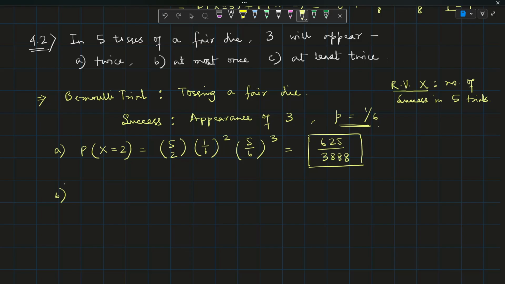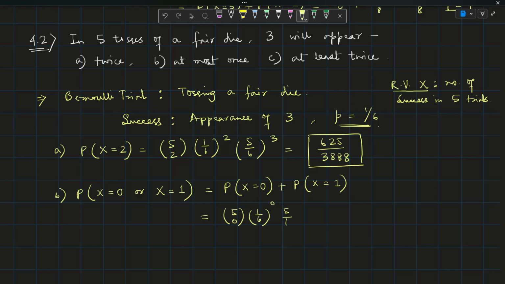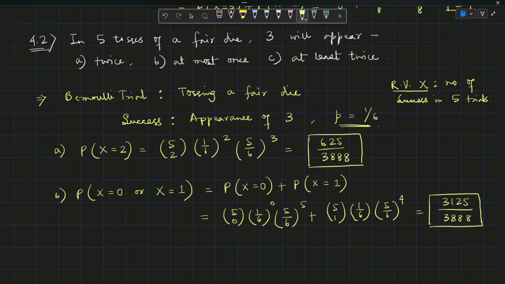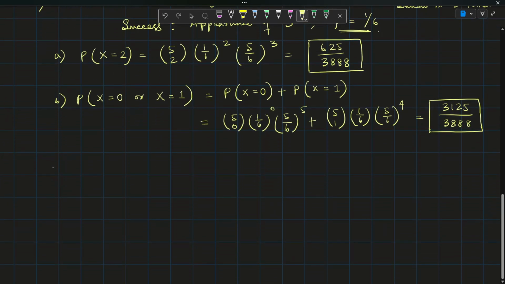B is at most once, the probability that x equals 0 or x equals 1. So this is the same as probability of x equals 0 plus probability of x equals 1. And again we are just using the formula: 5C0, 1 by 6 to the power 0, 5 by 6 to the power 5, plus 5C1, 1 by 6 to the power 1 and 5 by 6 to the power 4. So do this calculation again by yourself and you will get 3125 by 3.